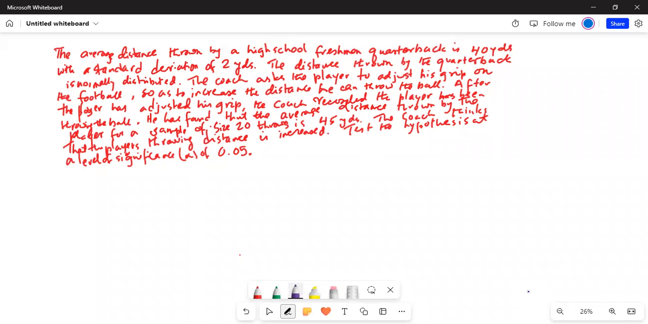Okay. So there are two ways to do this problem. First, I will do the formula way, which is critical values and all that. So I will explain what's going on. Solution. The coach thinks that the player's throwing distance has increased after he has changed his grip on the football.